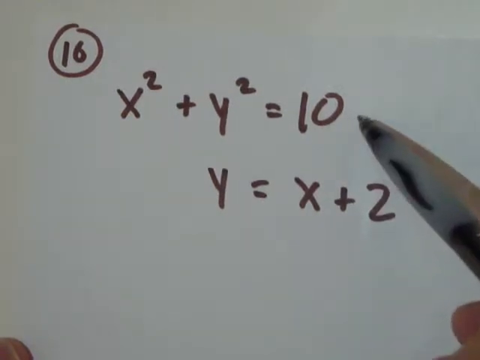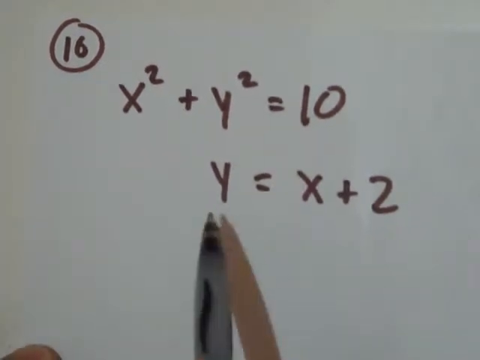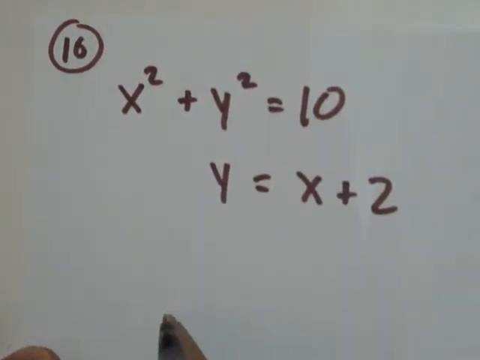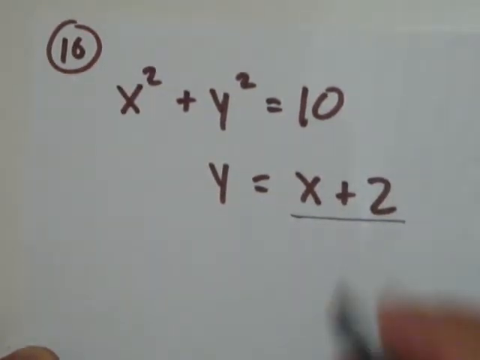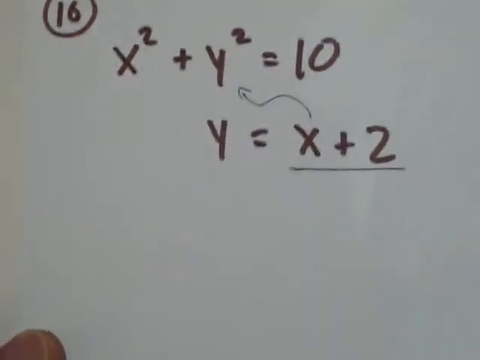So it looks like a circle and a line. So we could have two solutions, one, none, who knows. It looks like we're set up right now to do some substitution pretty easily, because we have y equals x plus 2. We can take this x plus 2 and plug it in for y right here. Okay? So let's see what happens.